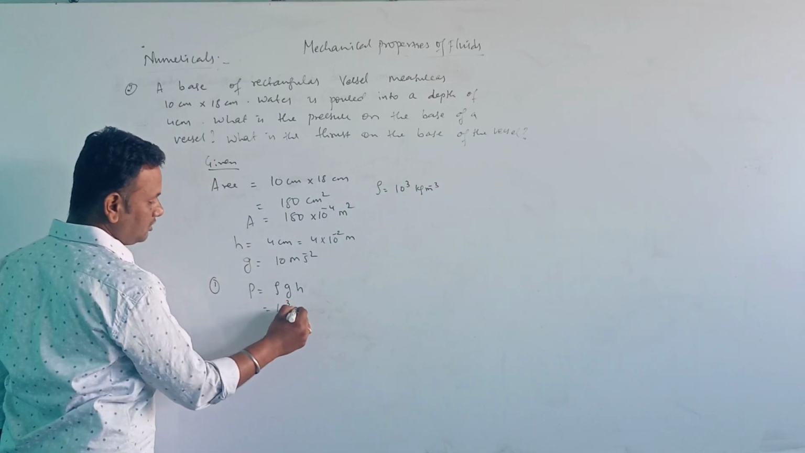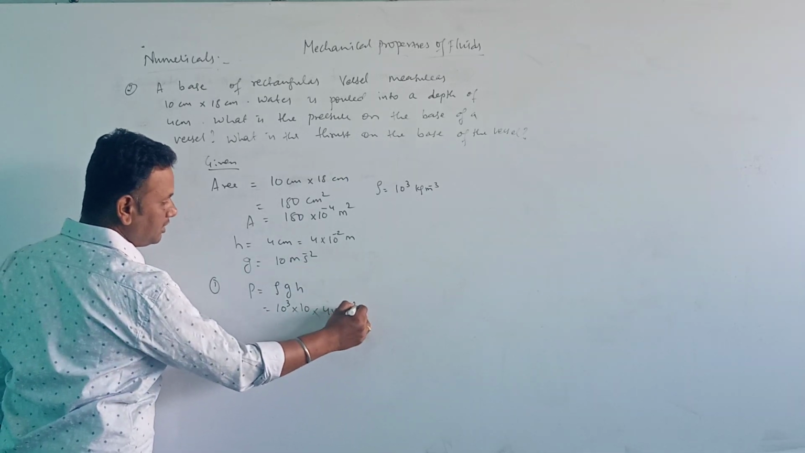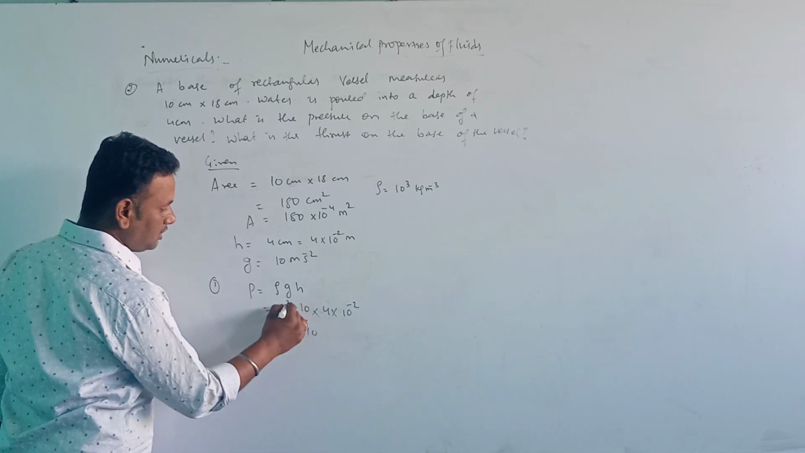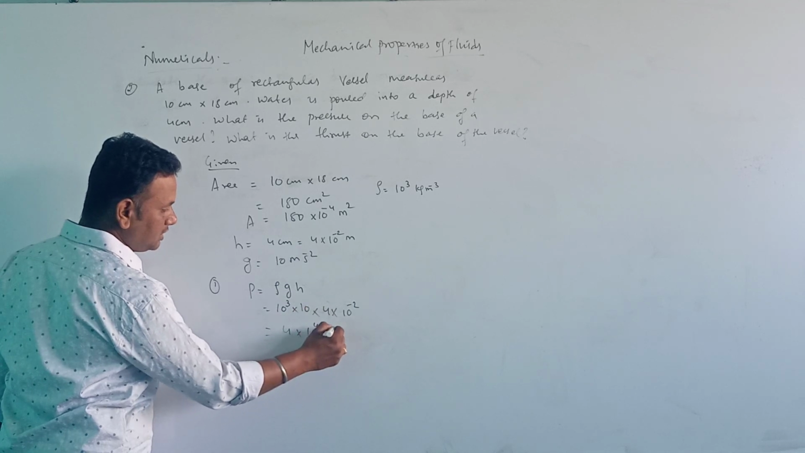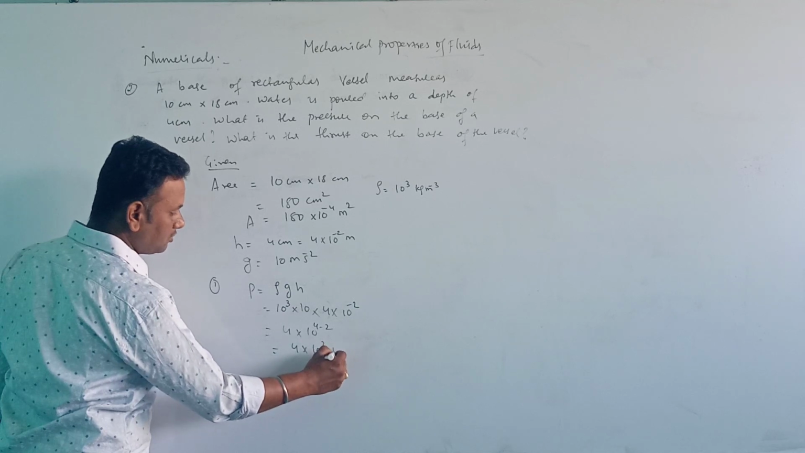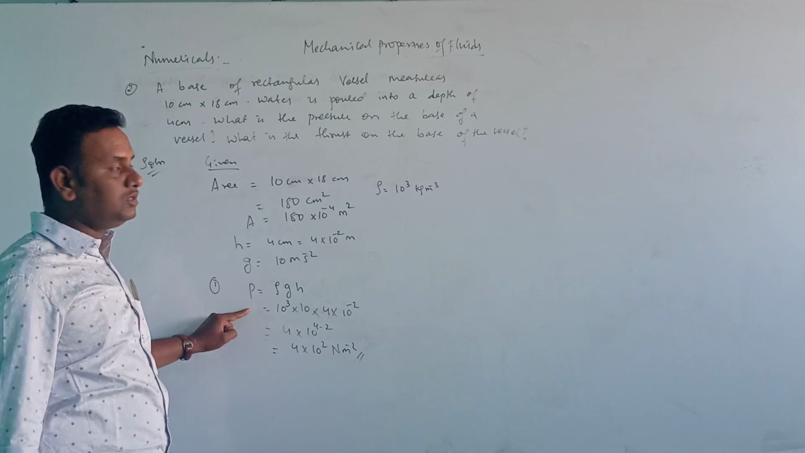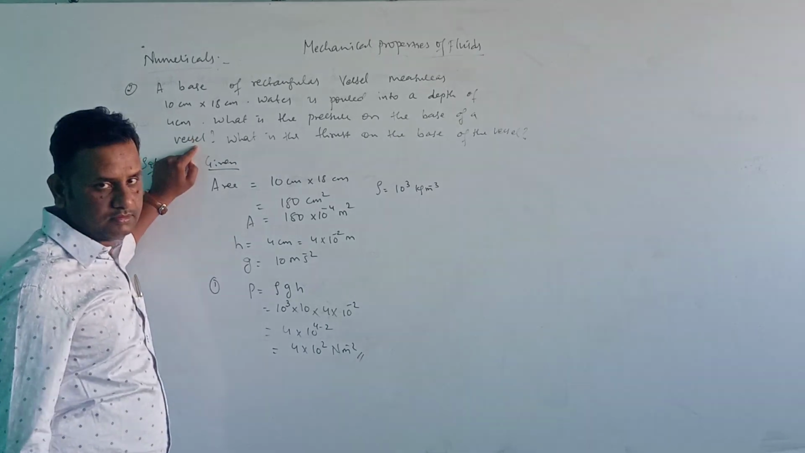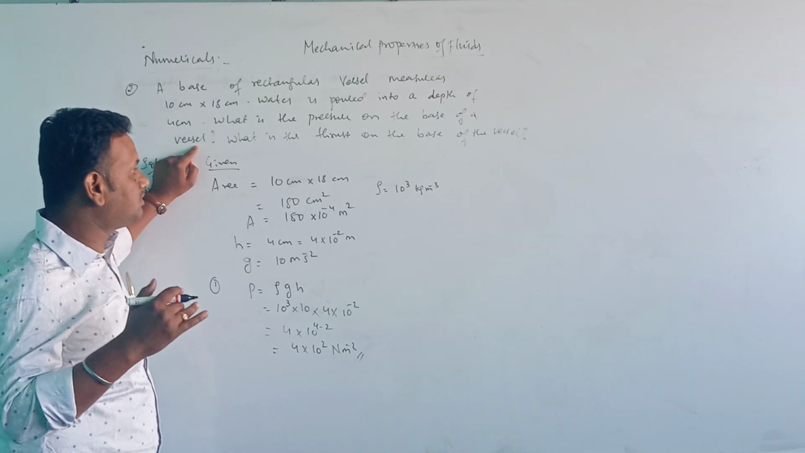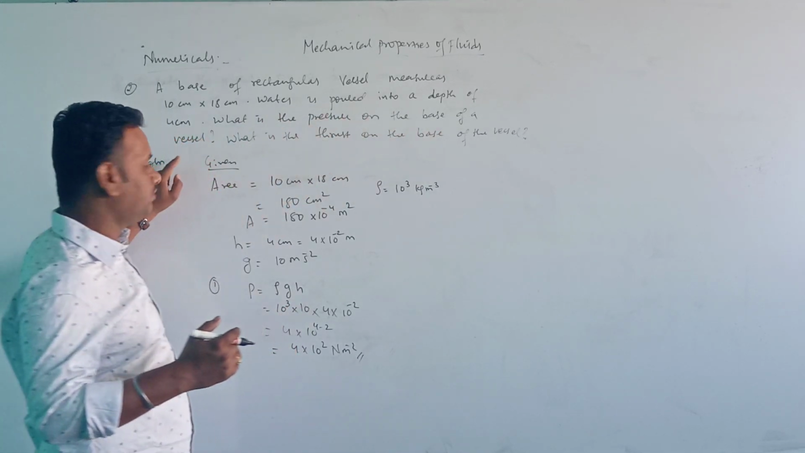So 10 to the power of 3 into 10 into 4 into 10 to the power of minus 2. So it will be 4 into 10 to the power of 3 plus 1 minus 2, that is 4 into 10 to the power of 2 Newton per meter square, which is the pressure on the base of the vessel. We are calculating only the base here. The question is, what is the pressure on the base of a vessel?